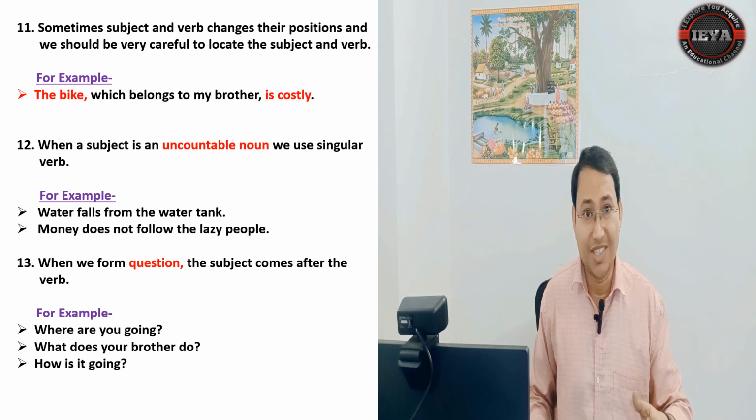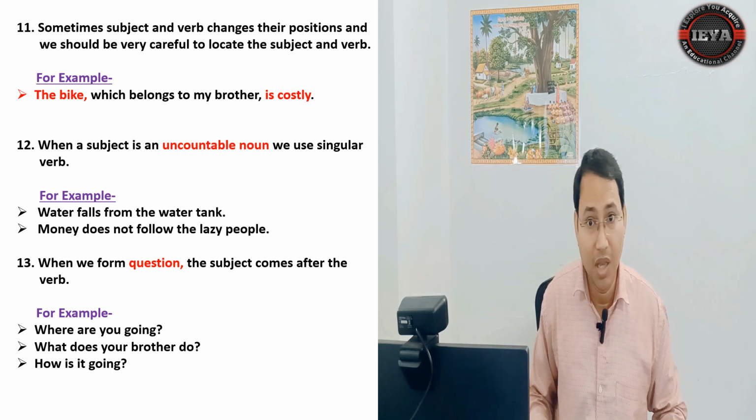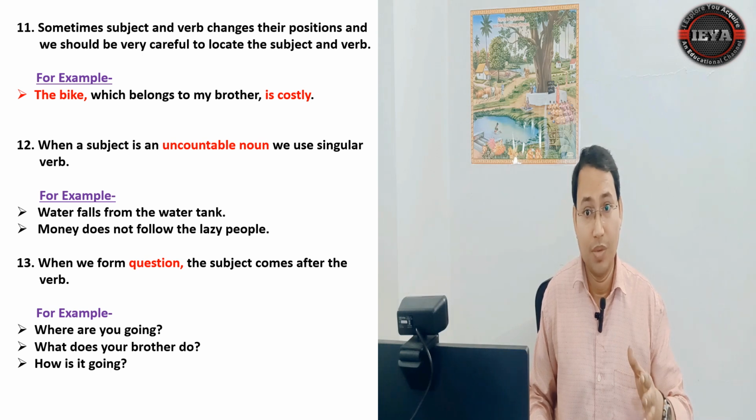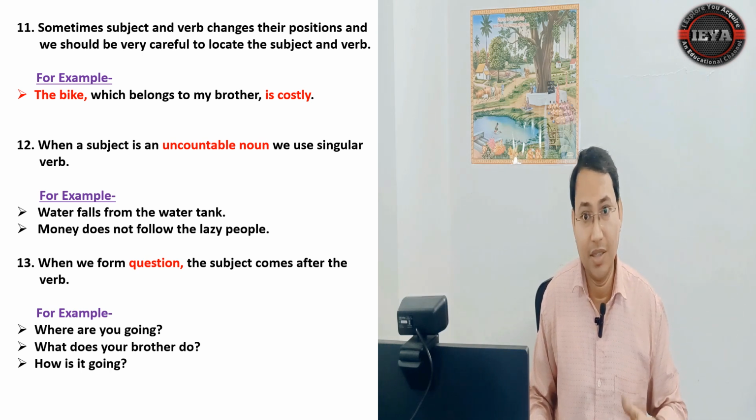Point number 13. When we form questions, the subject comes after the verb. Like, where are you going? What does your brother do? How is it going? Here we can see you, your brother, and it come after the verbs are, does, and is respectively.